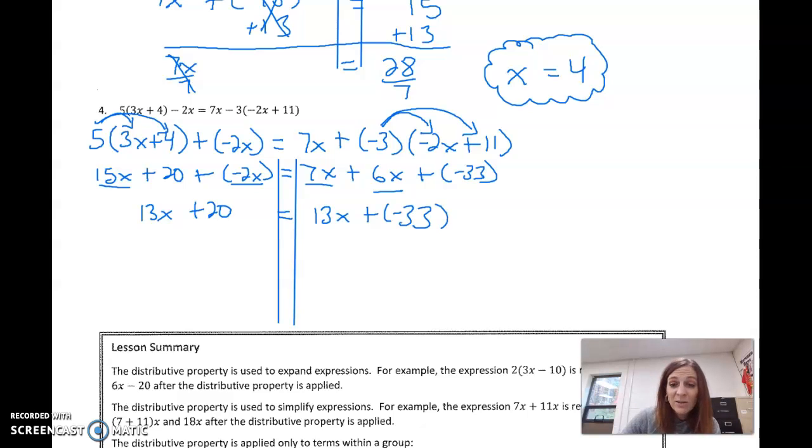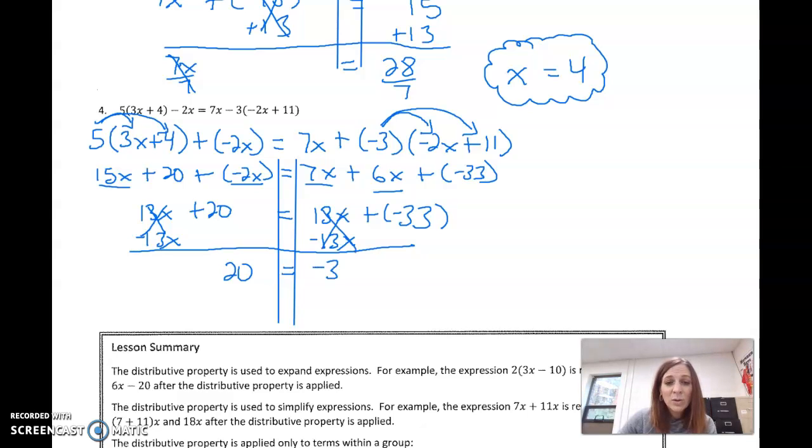All right, now I got to get rid of my 13 x's. Doesn't matter which one I choose to get rid of, so I'll just get rid of this one. Subtract 13x, subtract 13x. If I have 13 x's and I take away 13 x's, it's gone, and I'm left with 20 equals a negative 33. Not true. 20 does not equal a negative 33.